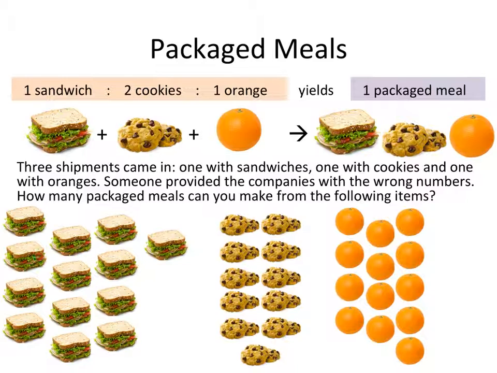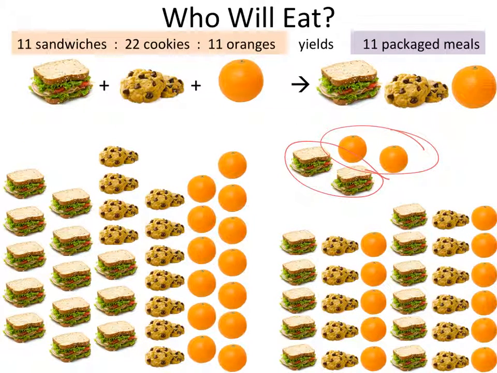So we have 13 sandwiches. We have 11 sets of cookies. And 13 oranges. So 13 sandwiches, 11 sets of cookies, and 13 oranges. So how many packaged meals can you make from this? If you said 11 packaged meals, you are correct.